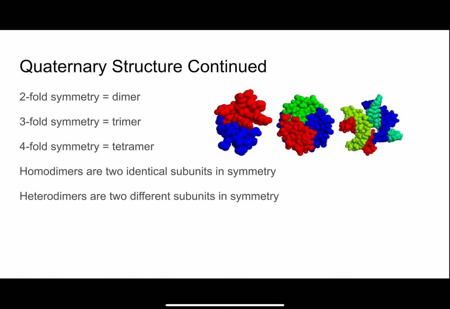If the protein has two-fold symmetry, meaning that there are two groups, then it's a dimer. If there's three groups, it's threefold symmetry, it is a trimer. And fourfold symmetry, a tetramer, and so on and so forth. Now, a homodimer is a dimer, so it has twofold symmetry, but the subunits in symmetry are the same. Now, if the two subunits in symmetry are different, then it's a heterodimer.